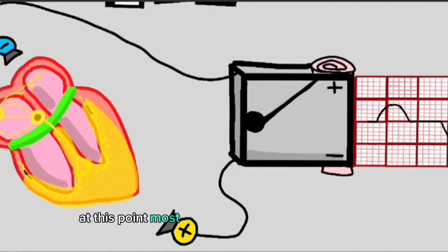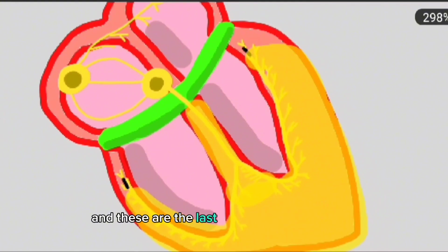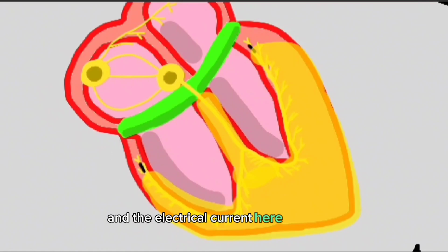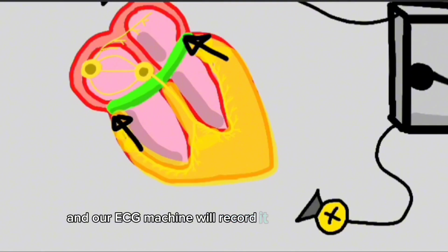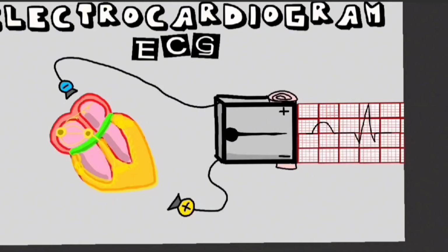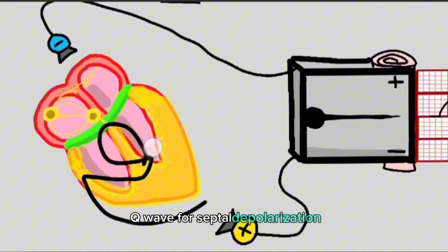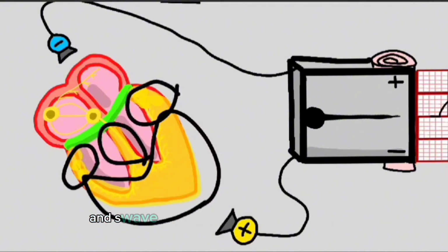At this point, most of the ventricles are depolarized, but there is a small area remaining at the base of the heart, and these are the last areas to be depolarized, the base of the ventricles. And the electrical current here is moving away from the positive electrode, and our ECG machine will record it as a negative wave, and this wave is called the S wave. Till now we have the QRS complex: Q wave for septal depolarization, R wave for major ventricular depolarization, and S wave for ventricular basal depolarization.